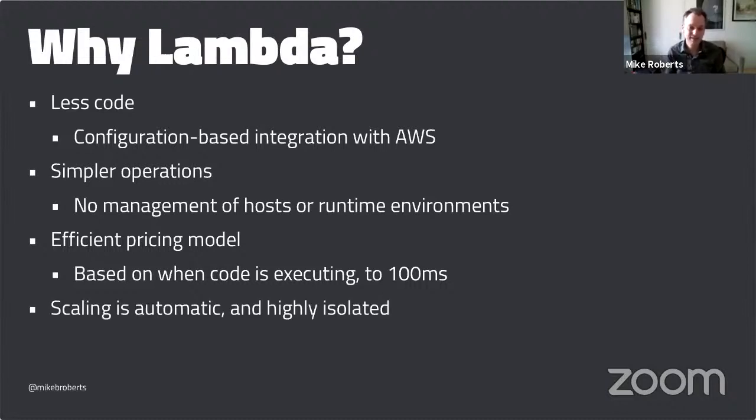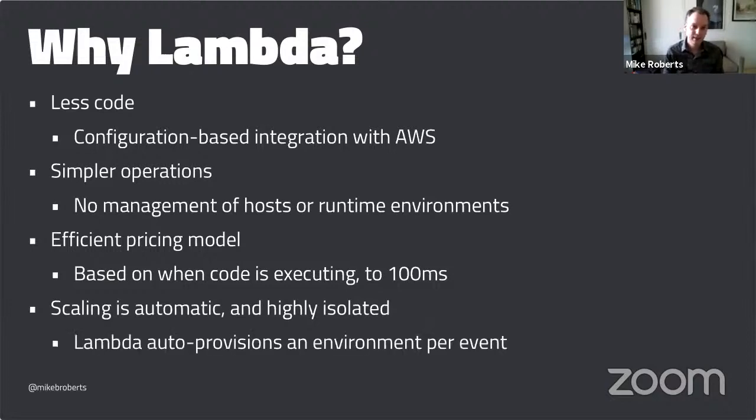And then finally, Lambda has this really great scaling model where scaling is completely automatic, and it will scale as wide as it needs to handle the load at any one time. And scaling is also highly isolated. And that's because what happens is Lambda automatically provisions a separate environment per event that we need to process.